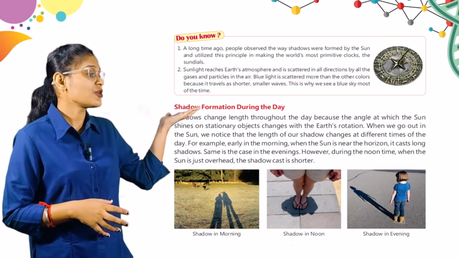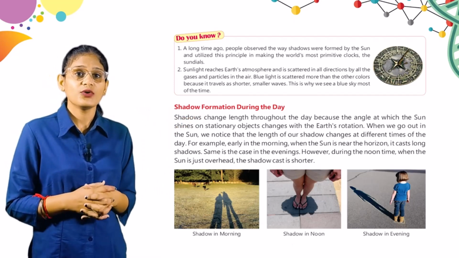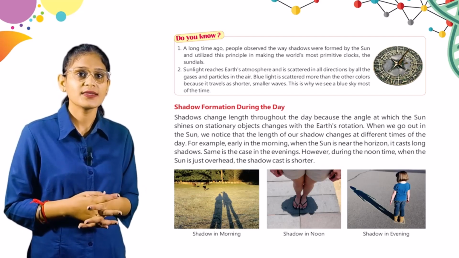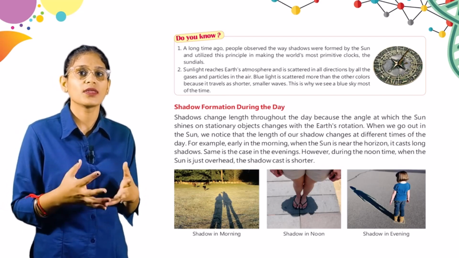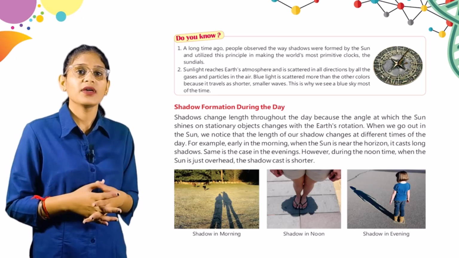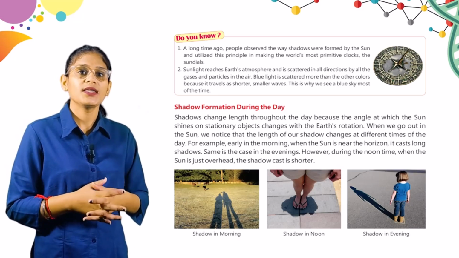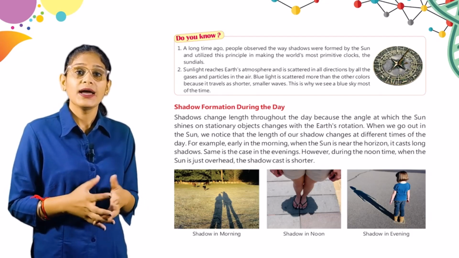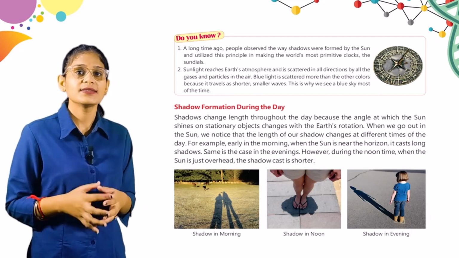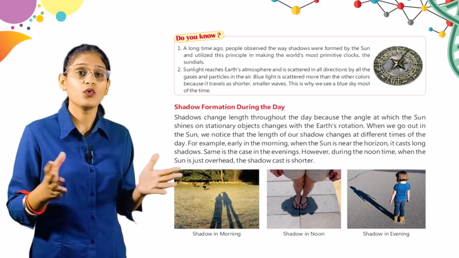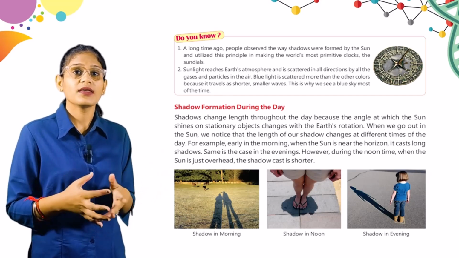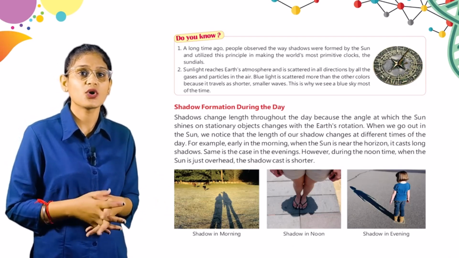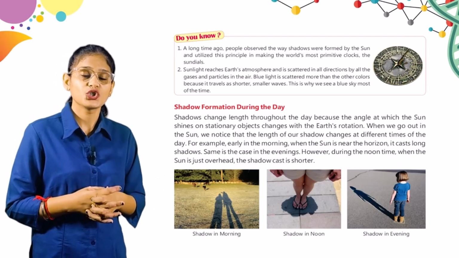Now, shadow formation during the day. Shadows change length throughout the day because the angle at which the sun shines on stationary objects changes with the Earth's rotation. When we go out in the sun, we notice that the length of our shadow changes at different times of the day. For example, early in the morning when the sun is near the horizon, it casts long shadows. Same is the case in the evenings. However, during the noon time when the sun is just overhead, the shadow cast is shorter.